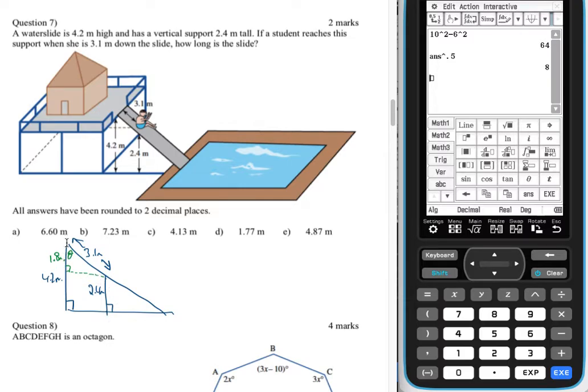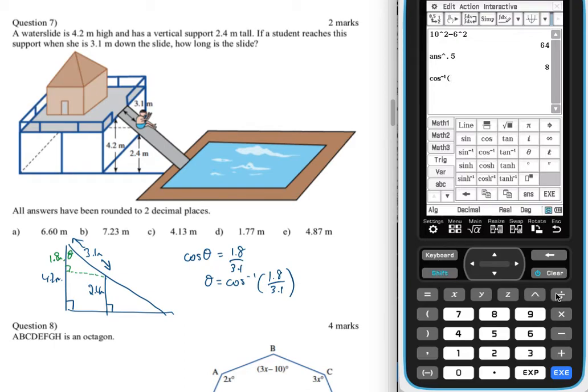Okay, so therefore this is 1.8, this is 3.1. To find theta, we use cosine theta is equal to 1.8 over 3.1. So theta is equal to inverse cosine 1.8 on 3.1. Okay, let's just draw out that one again. And so we go on to trig, inverse cosine, shift divide, and go 1.8 on 3.1. Close our bracket. We get an angle of 54.5 degrees. So therefore we can say that that angle there is 54.5 degrees.